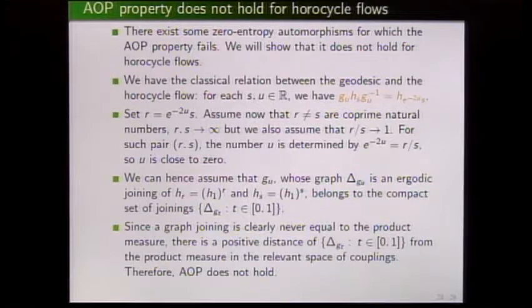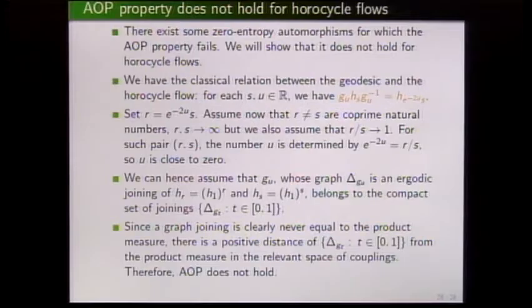And so let's see what's happening in the case of horocycle flow. So now think that we have this R and S. These are natural numbers. Let's say R and S are prime numbers or coprime numbers. R is smaller than S, but they are close. So now this number U, which appears here, is small in the sense that it's close to zero. Of course, this equation means that the graph joining associated to this G sub U is a joining between these two times of horocycle flow. But remember that this U is very small. In particular, U is positive and small.